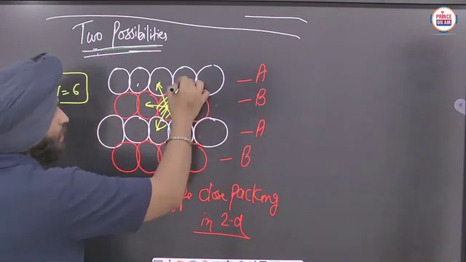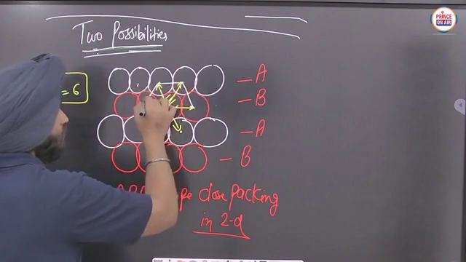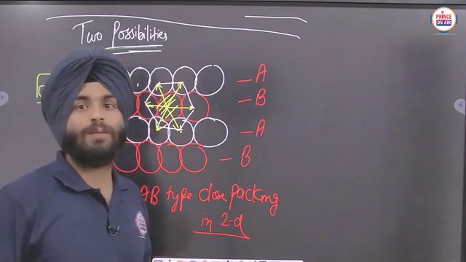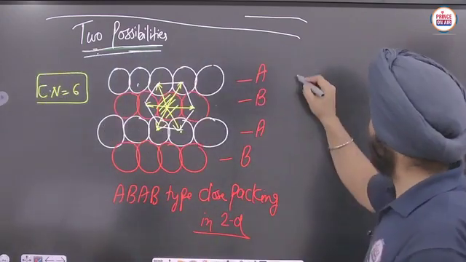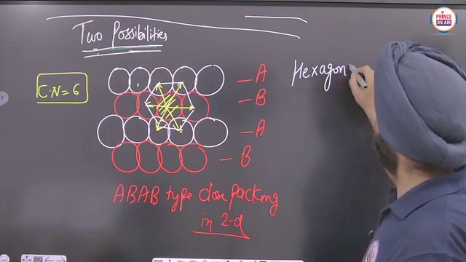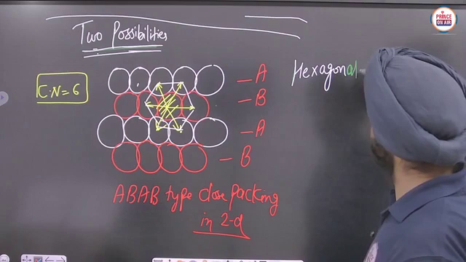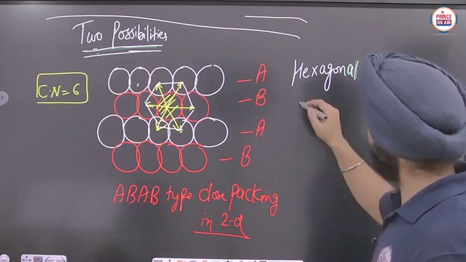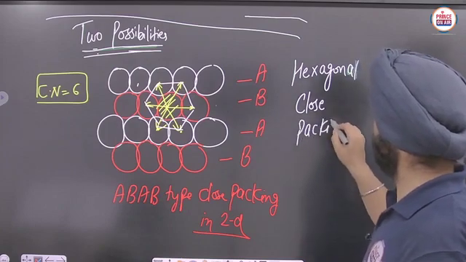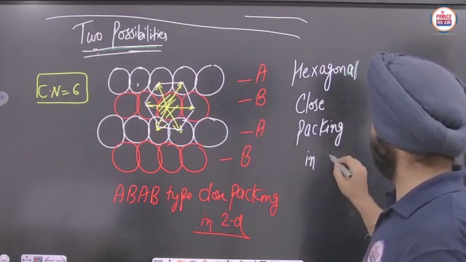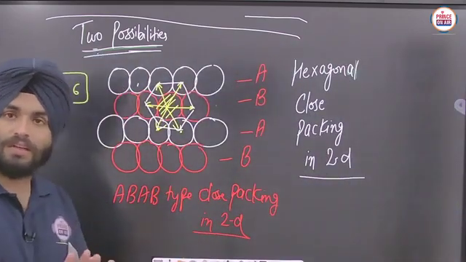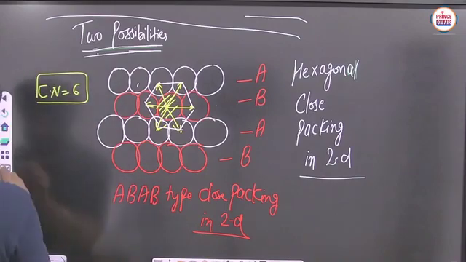So its coordination number is 6, and if I join the centers of these particles, it will form a hexagon. So this type of close packing is also known as hexagonal close packing in 2 dimensions. Clear? Is it clear now? Now you can move on to the next part.